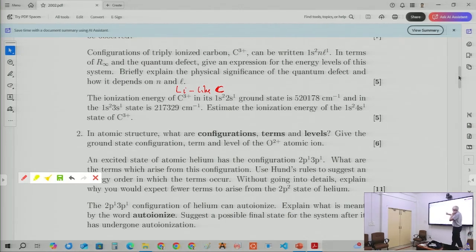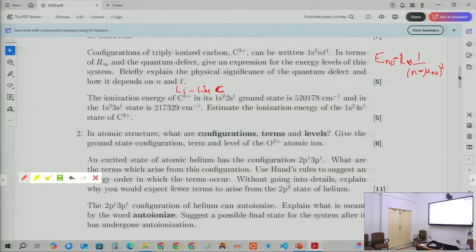So given these 2 energy levels, what I'm asking you to do is estimate the energy of the first one, but what you're actually asked to do first is to give an expression of the energy levels in terms of R infinity and the quantum defect. So E_nl equals minus R infinity over (n minus mu_nl) squared, where mu_nl is the quantum defect.